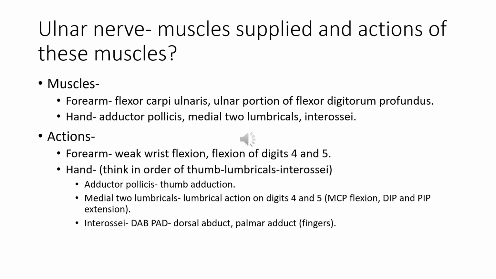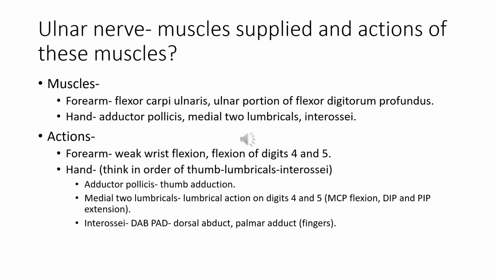Ulnar nerve, muscle supplied and actions of these muscles. Now, as we know, ulnar nerve is mainly a nerve of the hand. It has some little supply in the forearm, but mainly it is a nerve of the hand. Now, in the forearm, ulnar nerve innervates the flexor carpi ulnaris and the ulnar portion of the flexor digitorum profundus. In the hand, we go from thumb to lumbricals to the interossei.